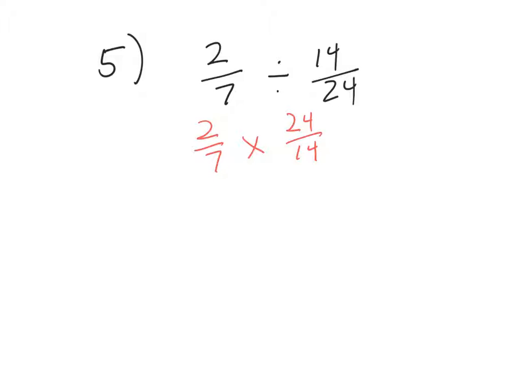So I'm going to see if I can simplify any. I have a 2 and a 14 that can simplify. 2 goes into 2 once. 2 goes into 14 7 times. And then it doesn't look like I can do anything with the 7 and the 24. So I'm just going to go ahead and multiply. 1 times 24 is 24. And 7 times 7 is 49. So our answer is 24 over 49.